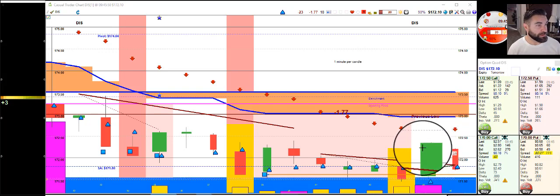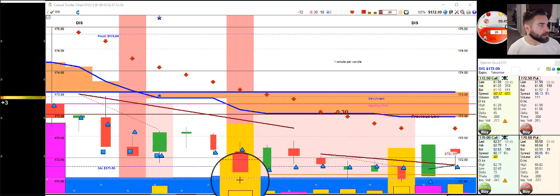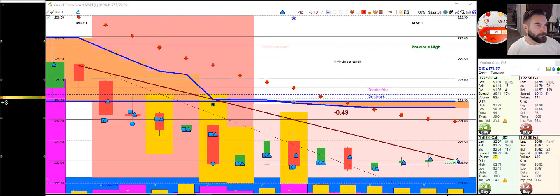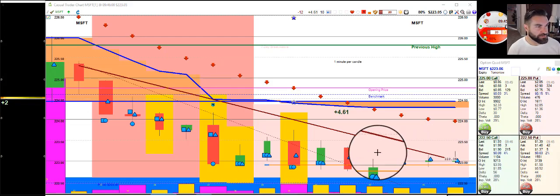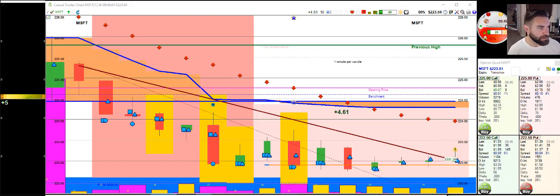So Disney found some support a couple times right here around the SA line. So we'll let Disney go. Microsoft, that sideways behavior has been taking a breath around 223.